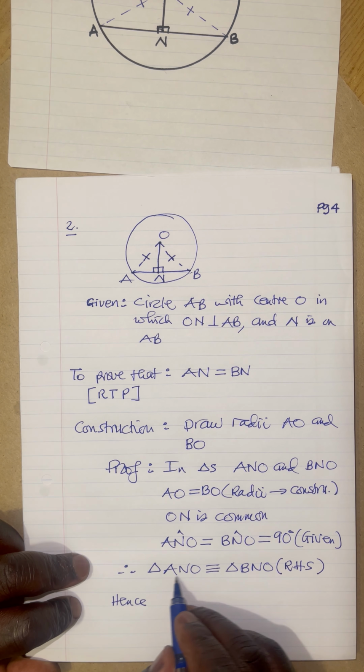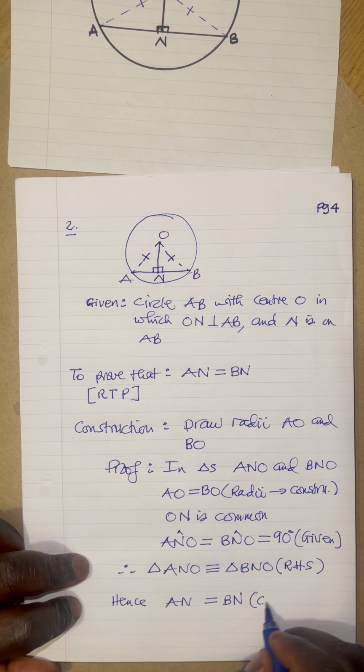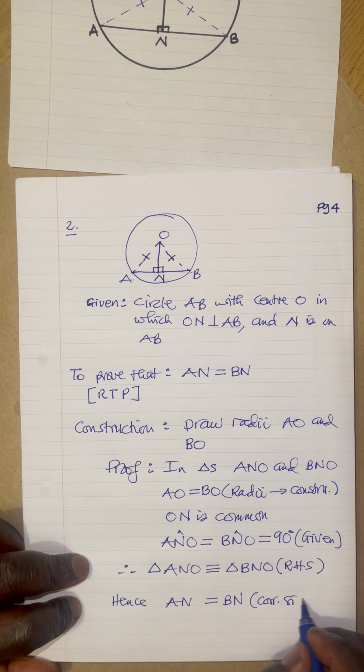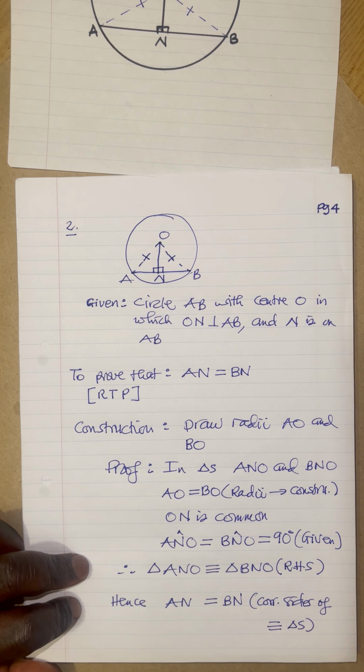first two, that's AN, will be equal to first two, BN. Why are we saying that? Because these are corresponding sides of congruent triangles. And that's the end of the proof. Remember, we are required to prove that AN equals BN, and that's what we got.